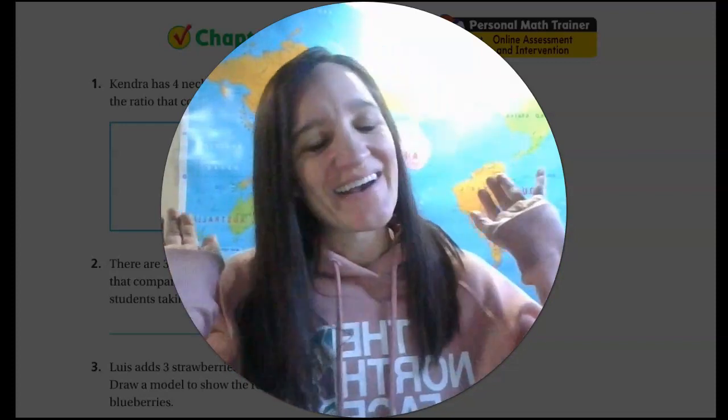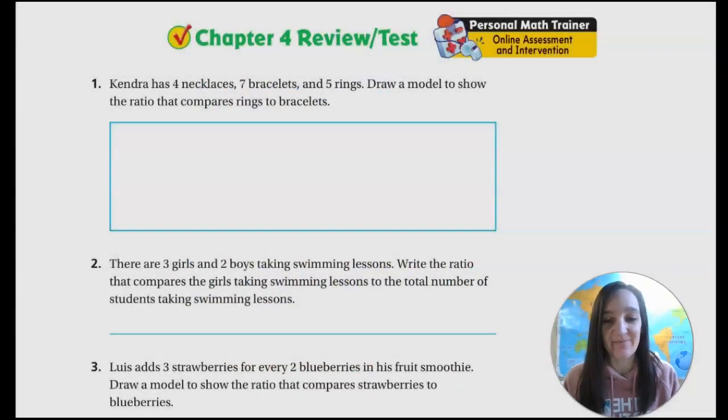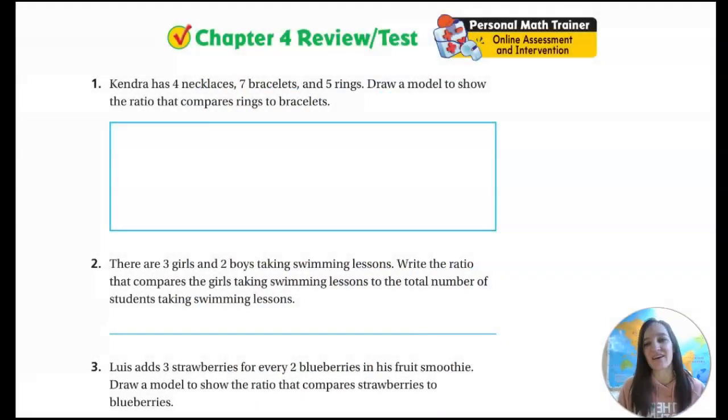Hey everyone, let's get ready for the Chapter 4 test by going through the Chapter 4 book review. So as soon as you have that ready, let's get going.